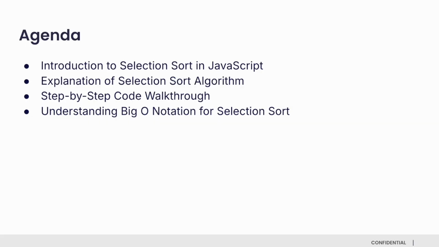Everyone! In this video, we are going to walk through how to implement the selection sort algorithm in JavaScript. We will discuss what selection sort is, how the code works step by step, and also cover big O notation for this algorithm. By the end, you'll understand how selection sort finds and sorts elements in an array.